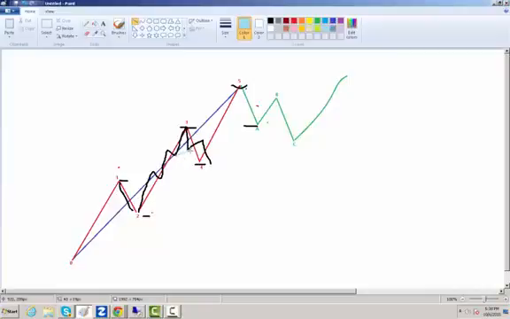Let's see if I could do this. Here, here, and if you think about it, that is what's called a butterfly pattern, right? Here, we would look at this, and I'm going to erase this so we keep a clean chart, okay? In here, we have this structure, this ABC corrective wave, and this is from Elliott wave.